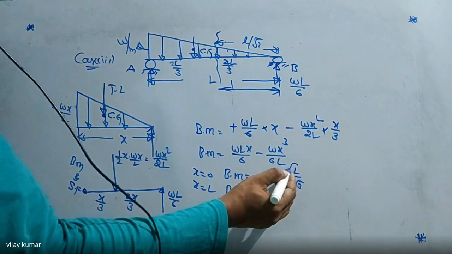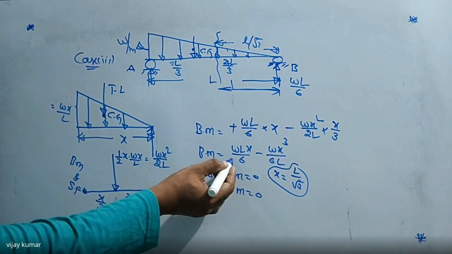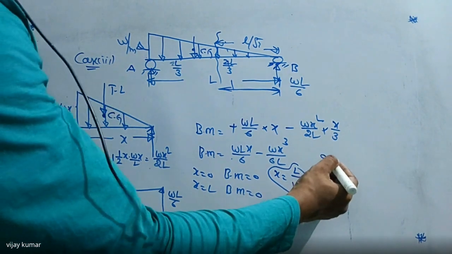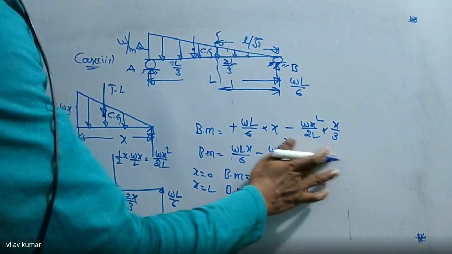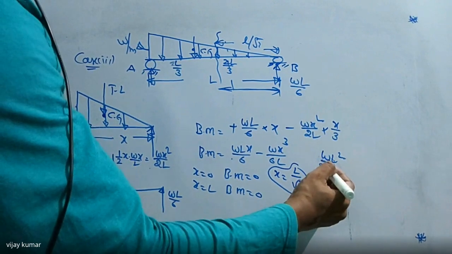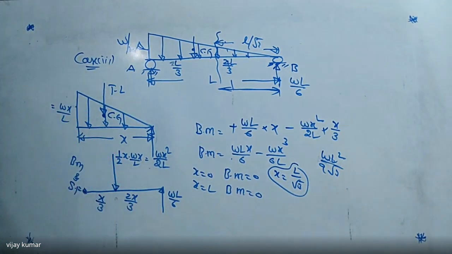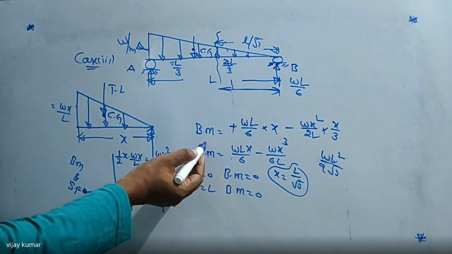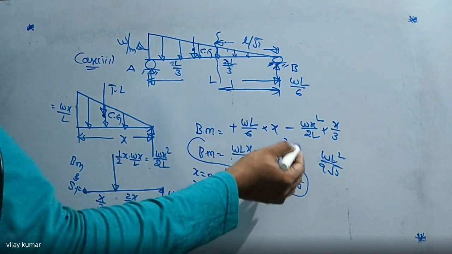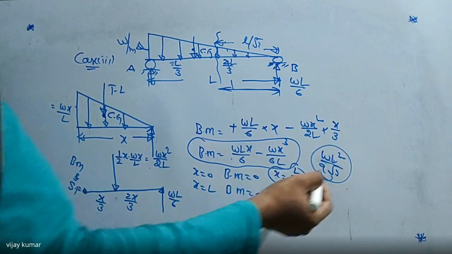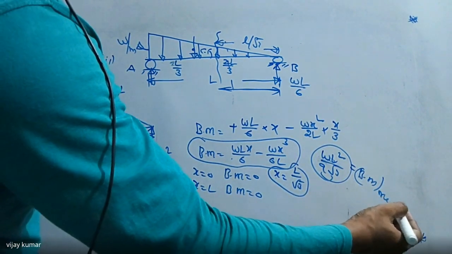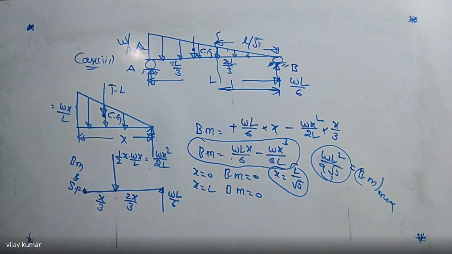So substitute x equal to L by root 3 in the bending moment equation, then we are getting the bending moment, that is WL squared by 9 root 3. If you substitute x equal to L by root 3 in the bending moment equation, then we are getting this value. This is the maximum bending moment value. So this is BM maximum, bending moment maximum. At that point, shear force equal to how much? 0. Did you get it?